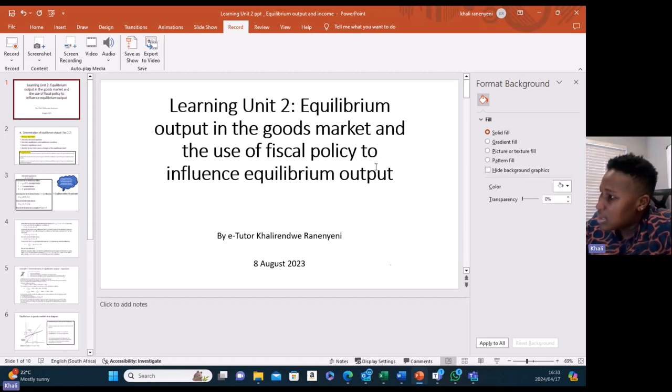With regards to taxes, there's a negative relationship. A decrease in taxes will result in an increase in equilibrium output. An increase in taxes will result in a decrease in equilibrium level of output. So that's how we deal with that, and that's how the fiscal policy influences equilibrium level of output.